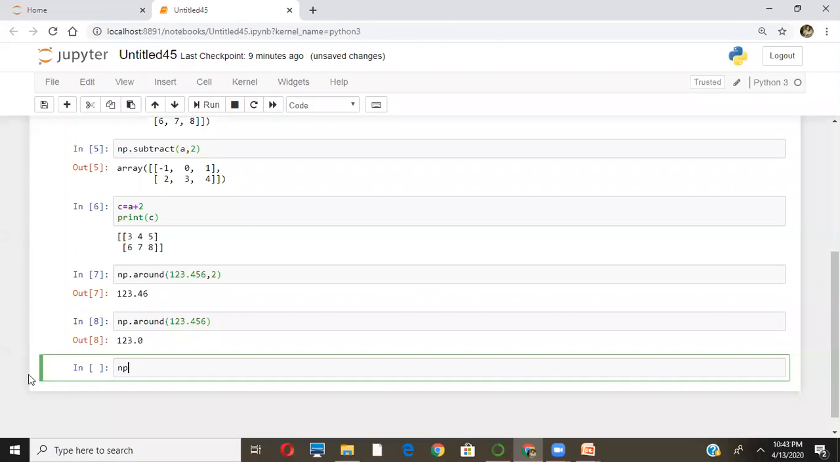Similarly, we have other functions like np.rint. As the name indicates, whatever I give inside the parenthesis will be converted to an integer. So I'm just going to give here 123.456. In this case, it will not accept an additional argument that specifies the number of decimals. Directly, this will just give the integer only as value.